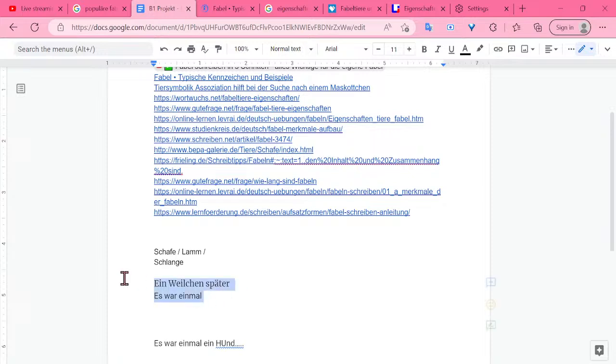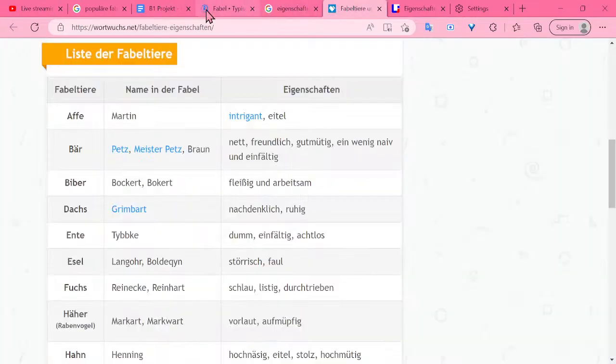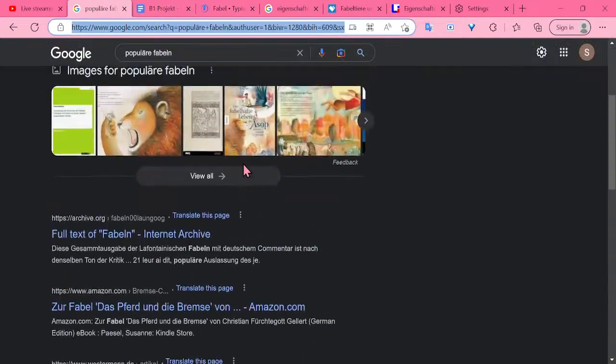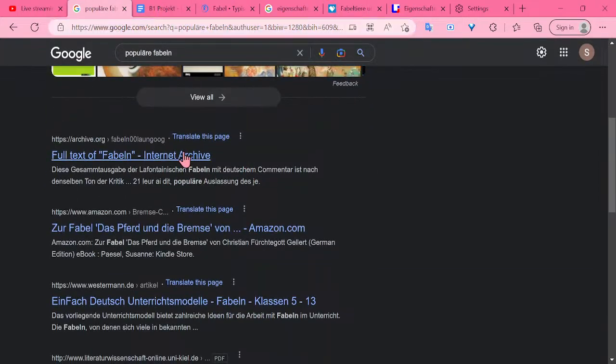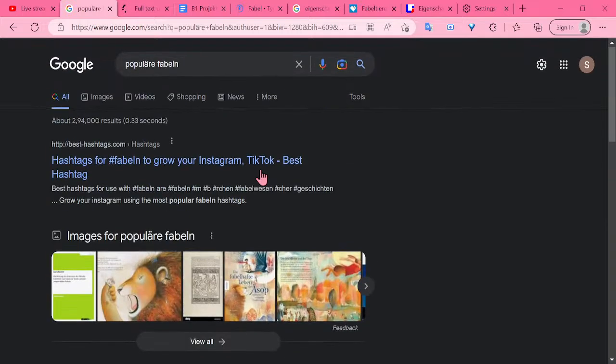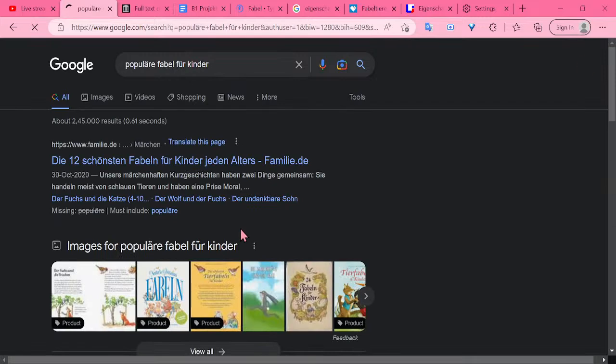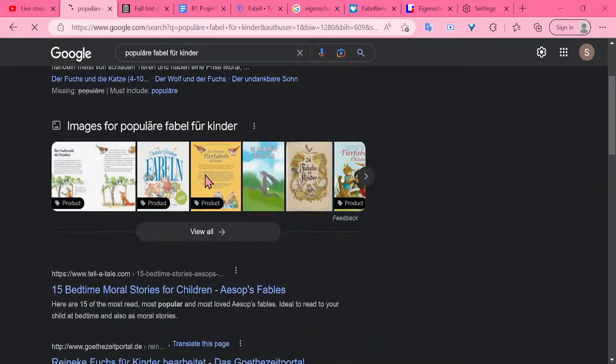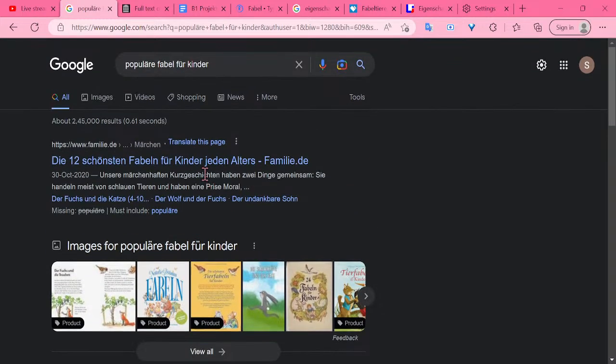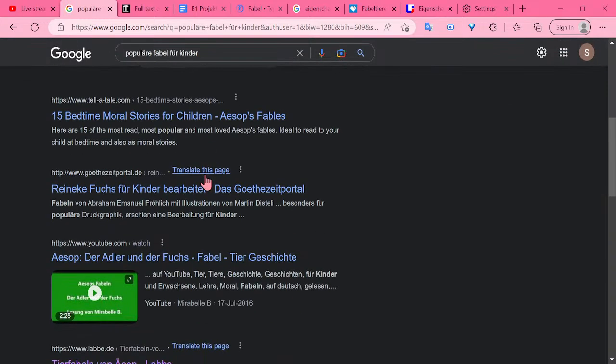I've collected a few words that you often find, ein Weilchen später, es war einmal, things like that I want to include in my own story. And of course, I haven't even begun reading, for example, Fabeln. So I'm going to read a few of these so I can get a good idea of the content, right? For Kinder. And even if you have read Der Wolf und der Fuchs already, it doesn't hurt to read it once more.